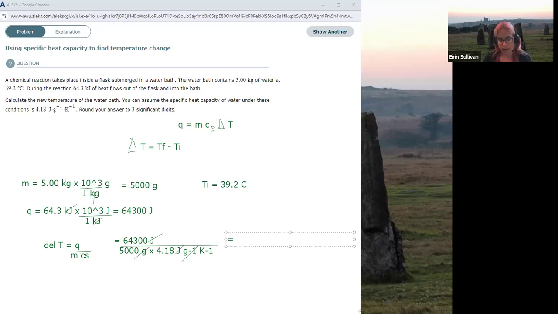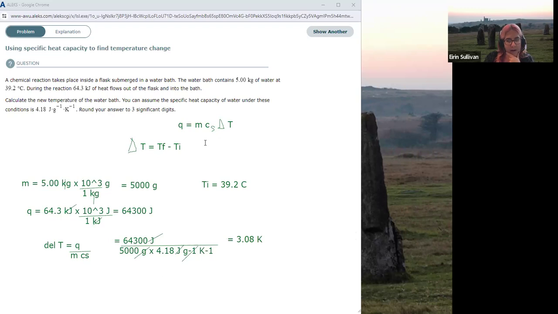Okay, so let's get that. 64,300 divided by 5,000 times 4.18. My difference in Kelvin is 3.08 Kelvin. Okay, so I know that my final temperature is going to be 3.08 Kelvin hotter than my initial temperature. So what I can just do is add that delta T to the TI to get my TF.